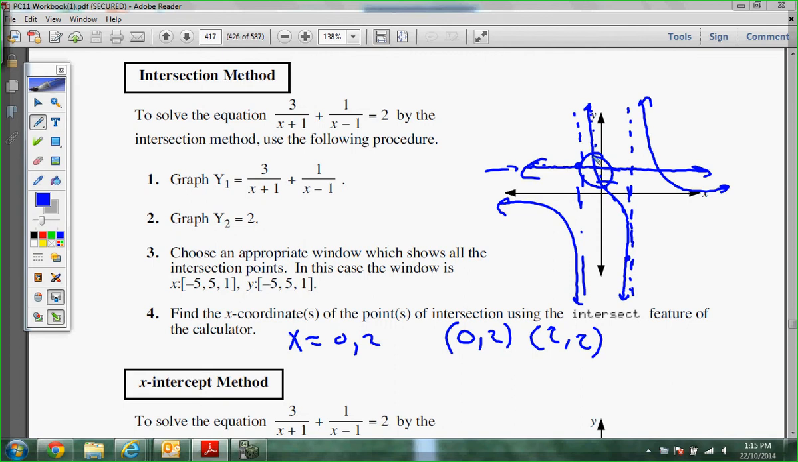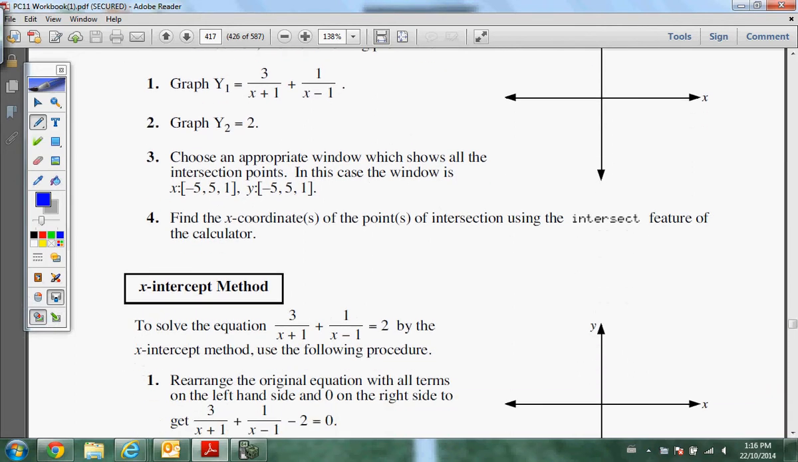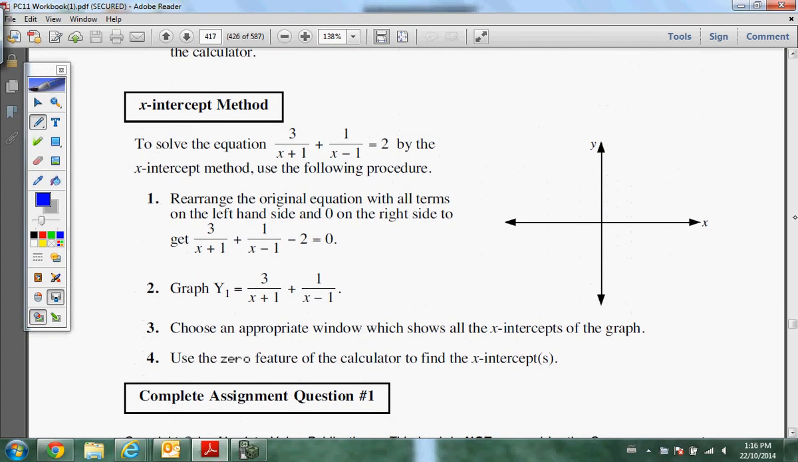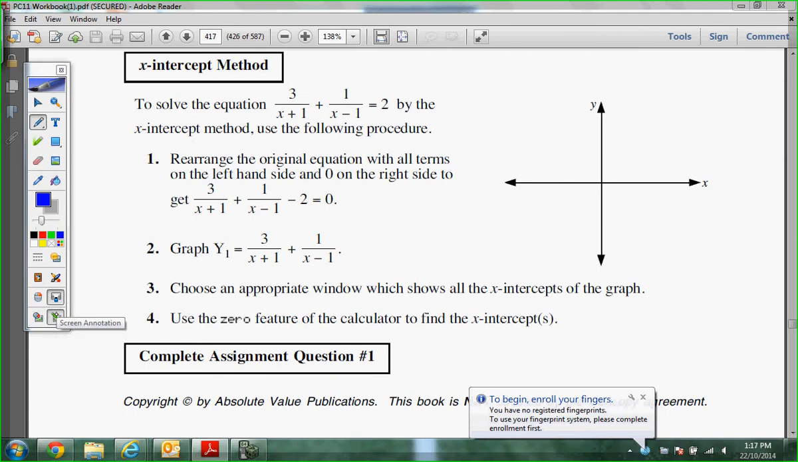Okay, anything else? Okay, so the x-intercept method. Let me ask you this, and you should know this. How do we get x-intercepts when we're factoring? What do we have to have one side equal to? Zero. And that's what you do here. So the only thing we do different is we minus the 2 over. So the one side's zero. So like this, we have the 2 over, and then we put this whole thing into our y1, with the minus 2.